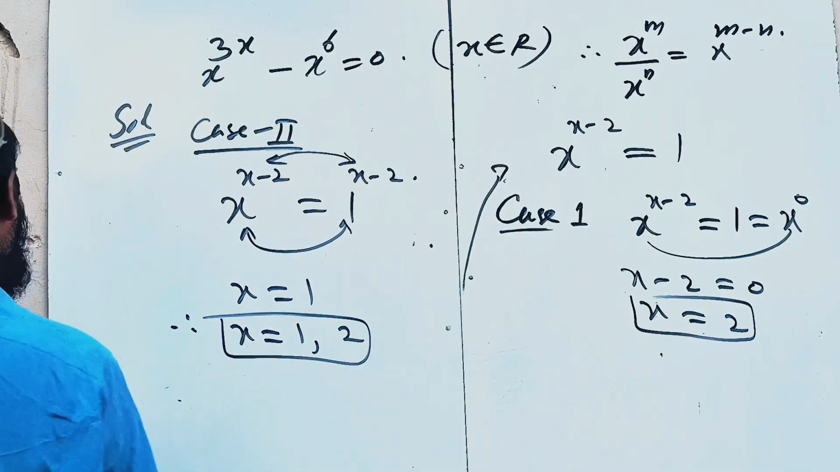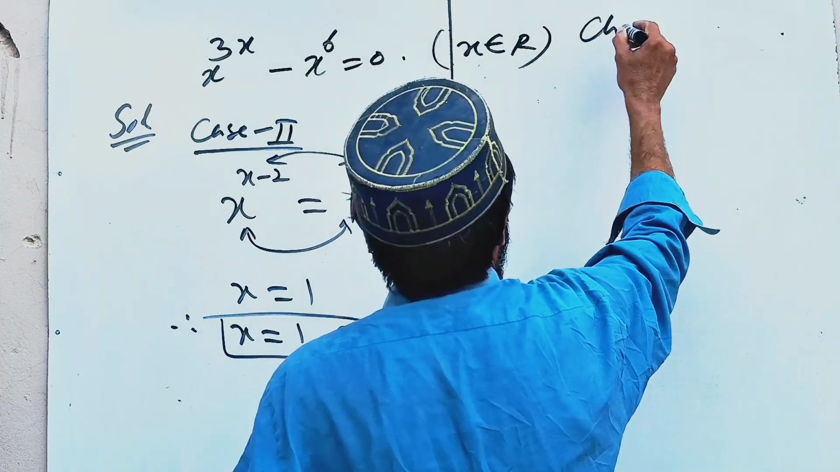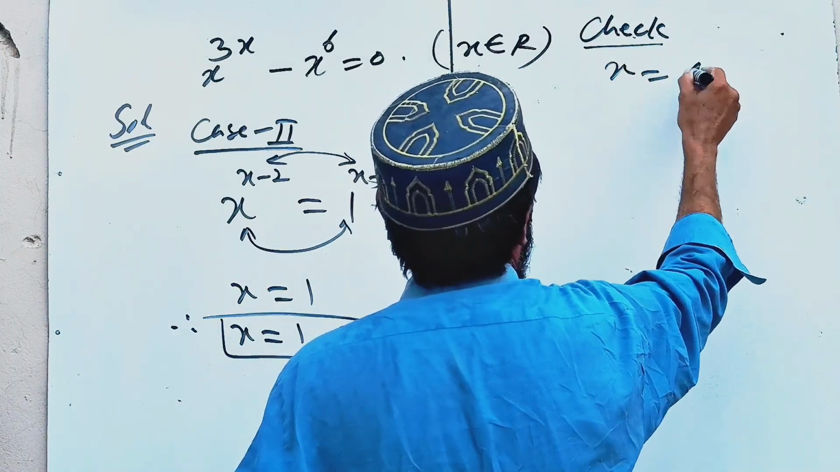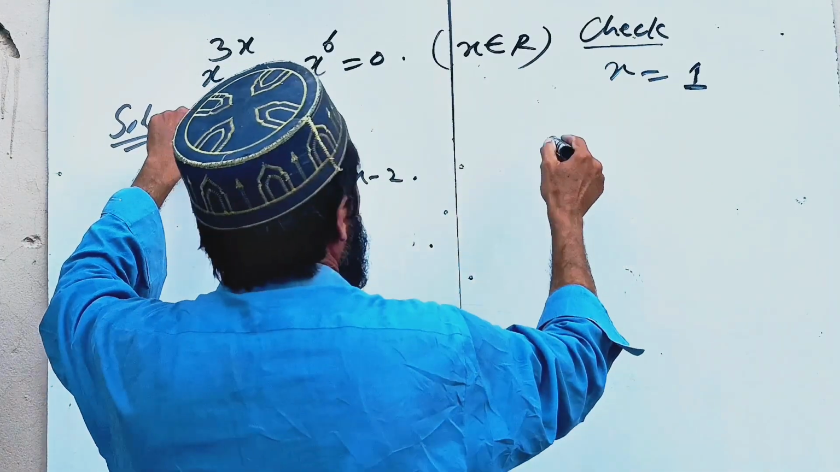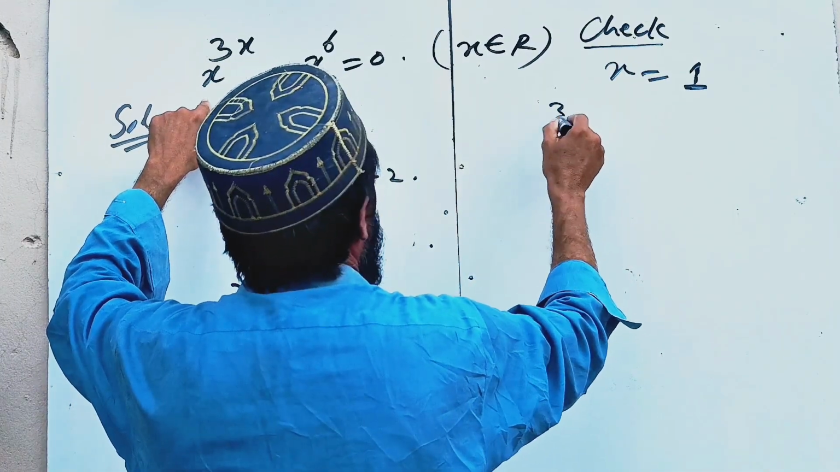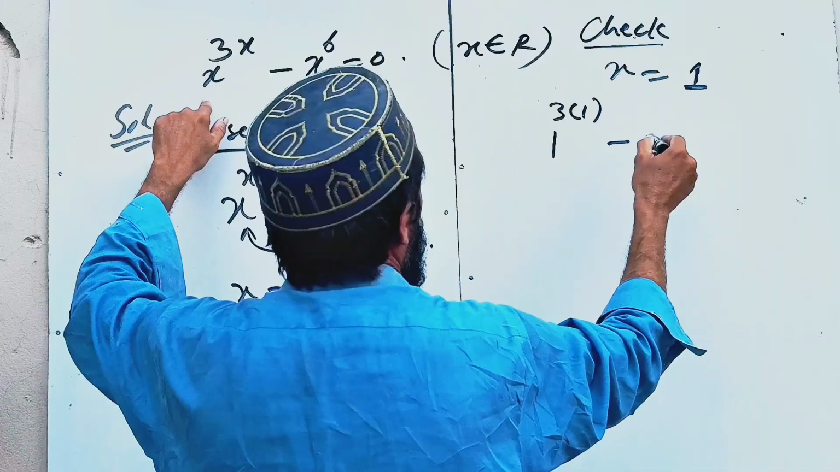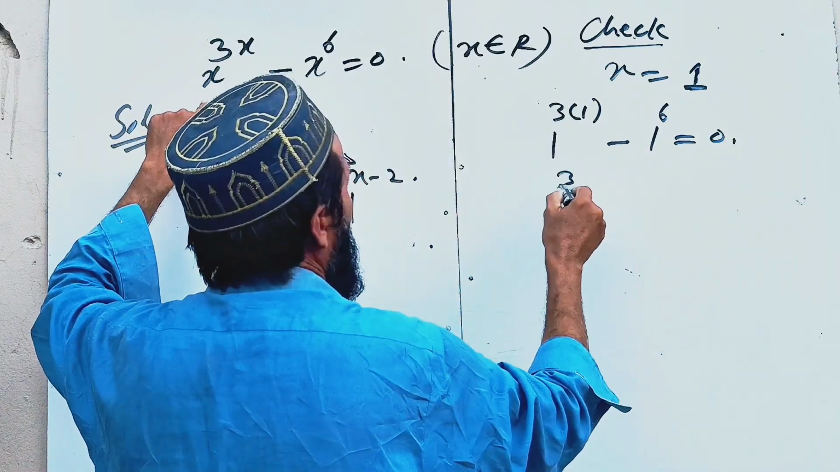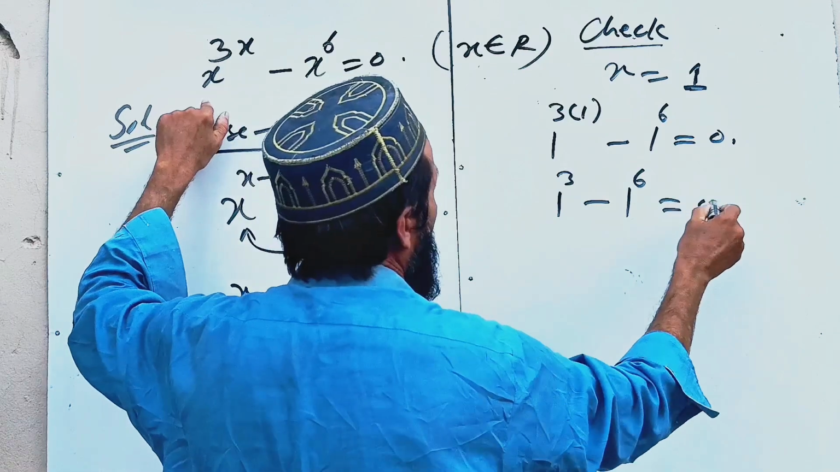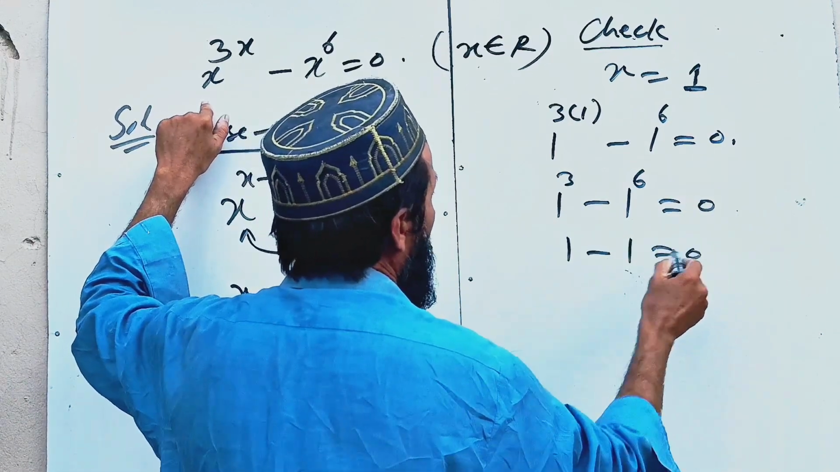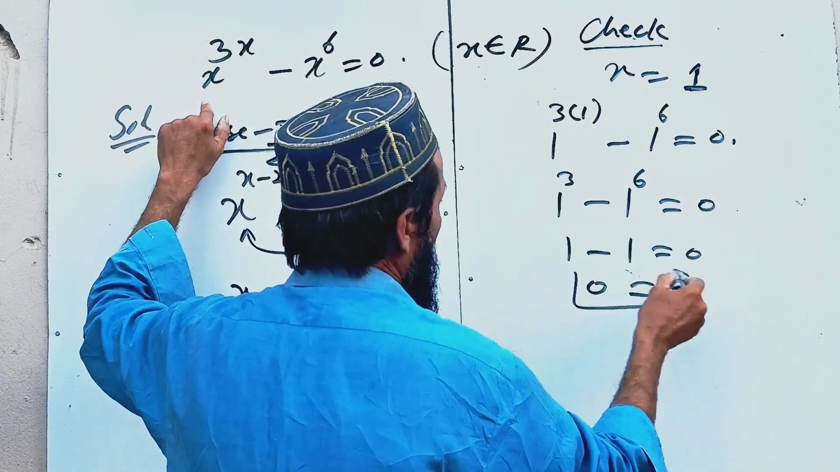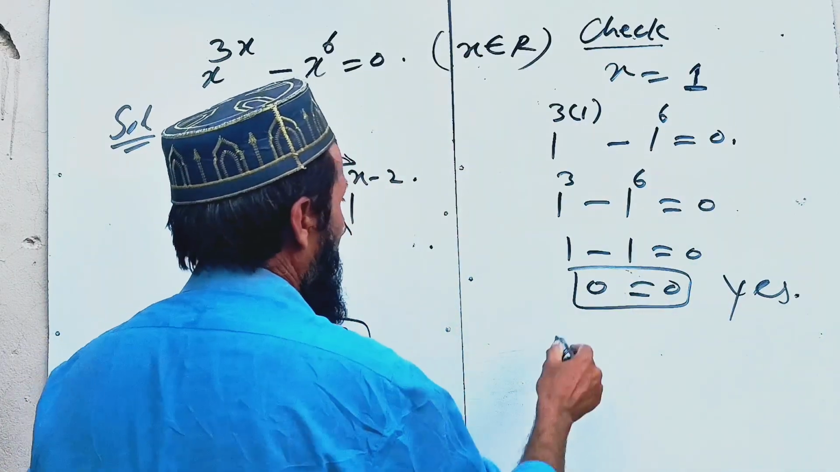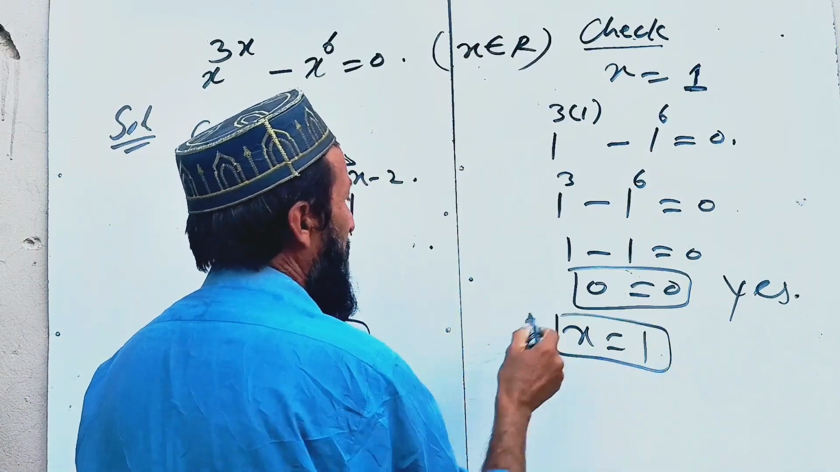Now we want to verify whether our answers are correct or not. Check x is equal to 1. So 1^(3^1) minus 1^6 is equal to 0. So 1^3 minus 1^6, so 1 minus 1 is equal to 0. 0 is equal to 0. Yes, that is correct. So x is equal to 1 is a solution.